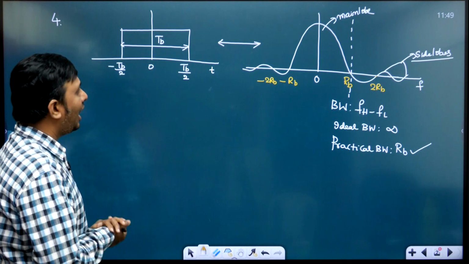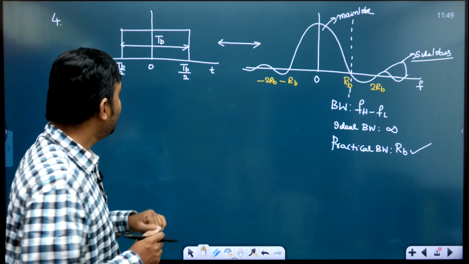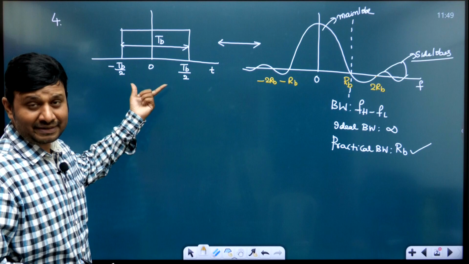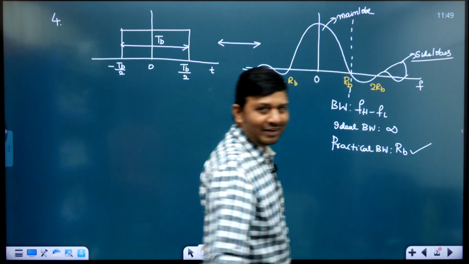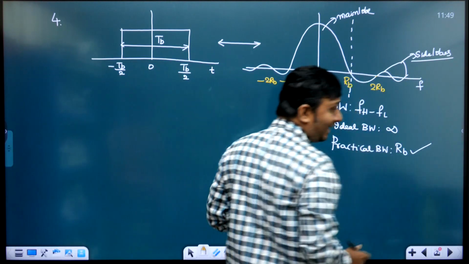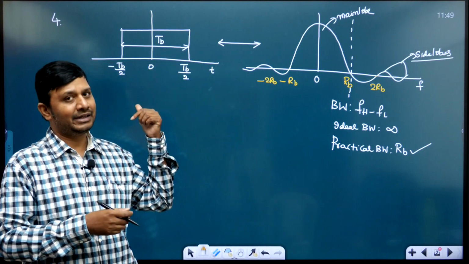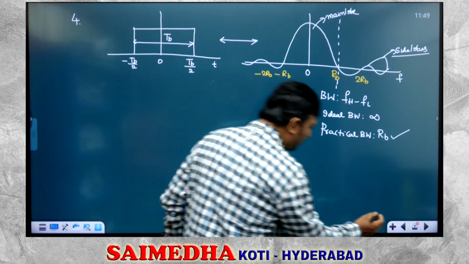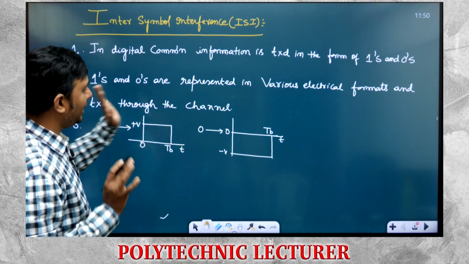Right? Now, after getting the spectral characteristics, one more important point I want to tell you: if the signal is limited in time, and here this rectangular pulse is limited in time, then it will be unlimited in frequency. If the signal is limited in time, it will be unlimited in frequency, whereas if the signal is limited in frequency, it will be unlimited in time. Opposite effects take place.